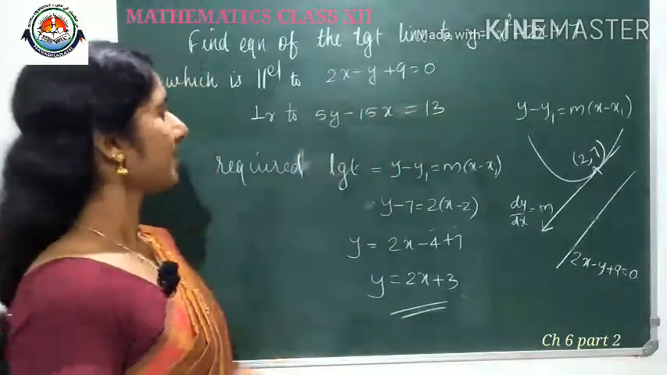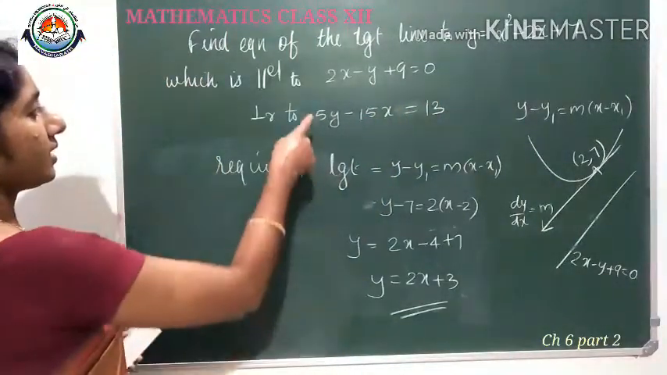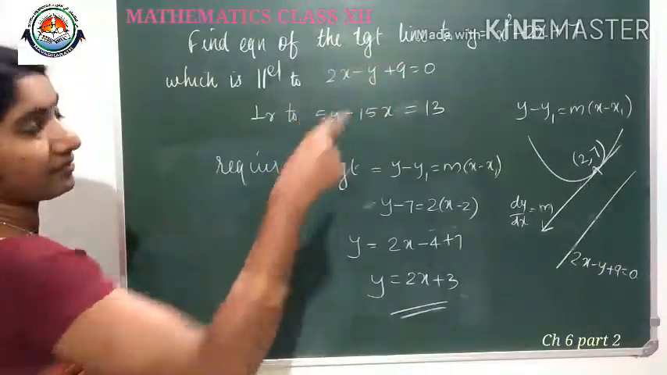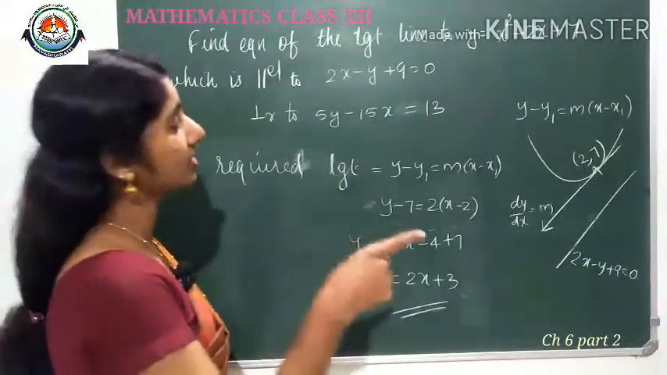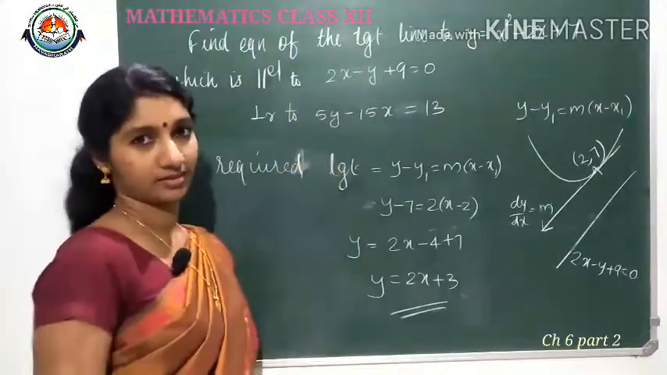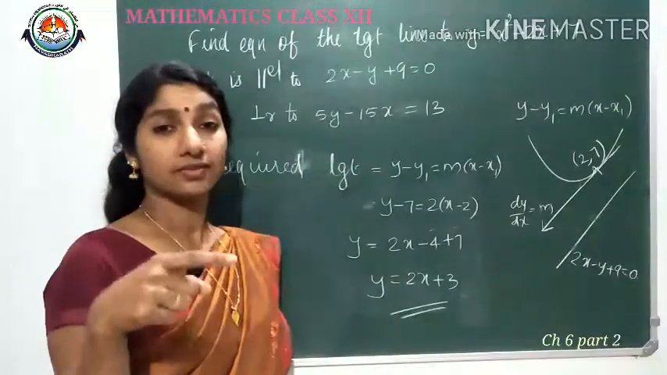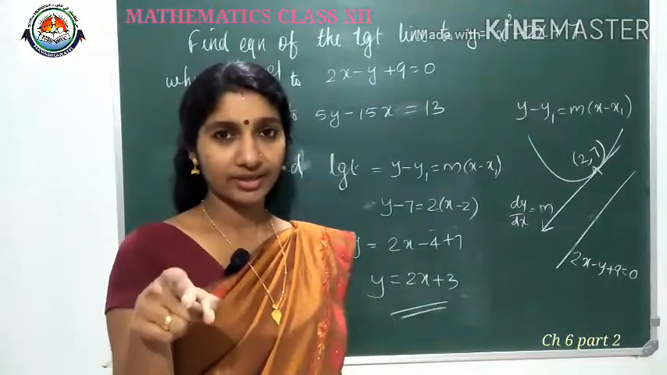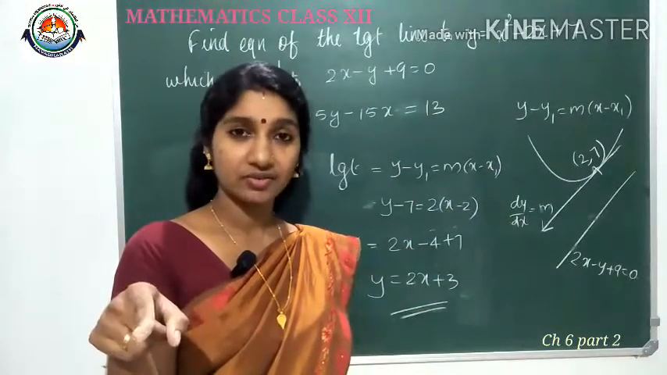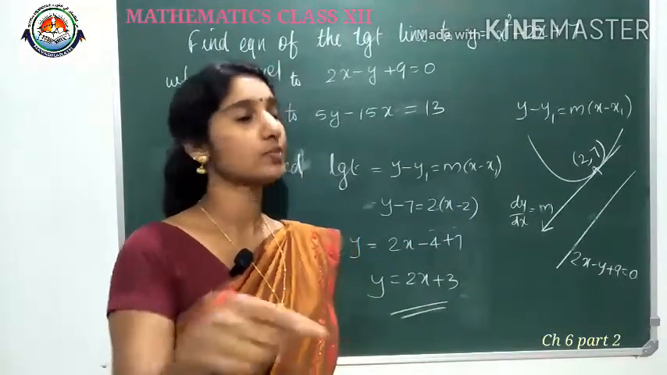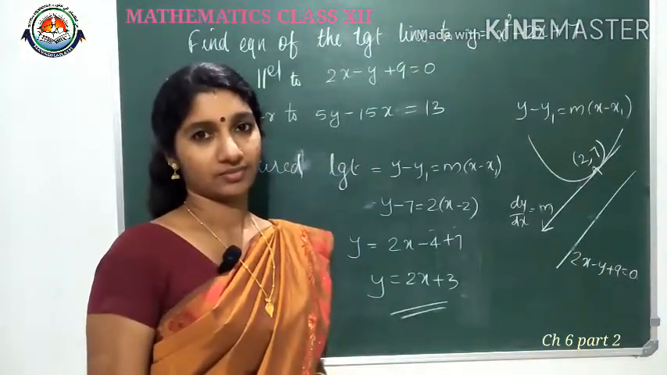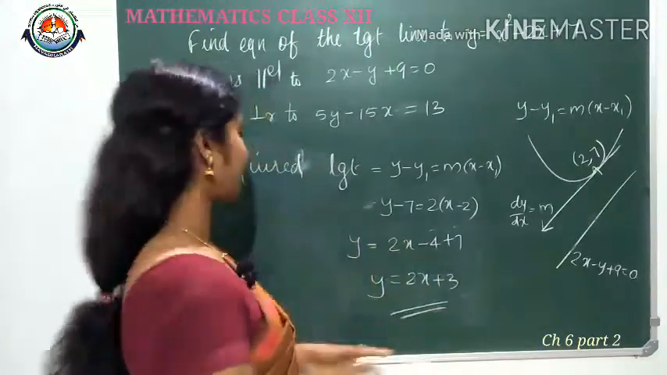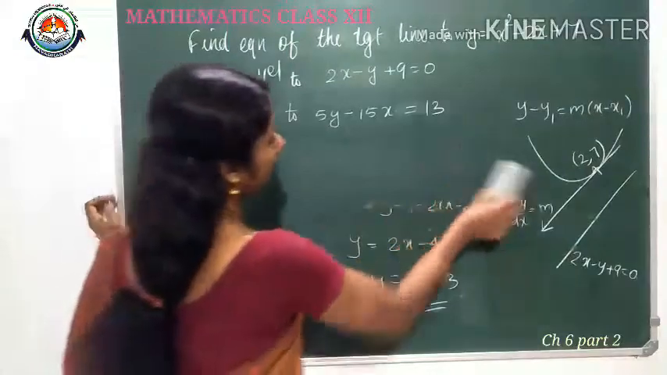Okay. And the same question is asked, that tangent line we need to find, where that tangent is perpendicular to this straight line. So, there will be infinite tangents for this curve, so one required tangent we need. Which tangent we need? Where that tangent is perpendicular to this straight line. So, that tangent equation we need. Same way we will do.